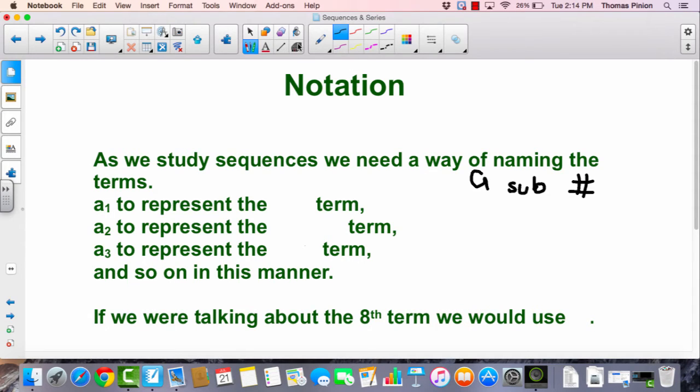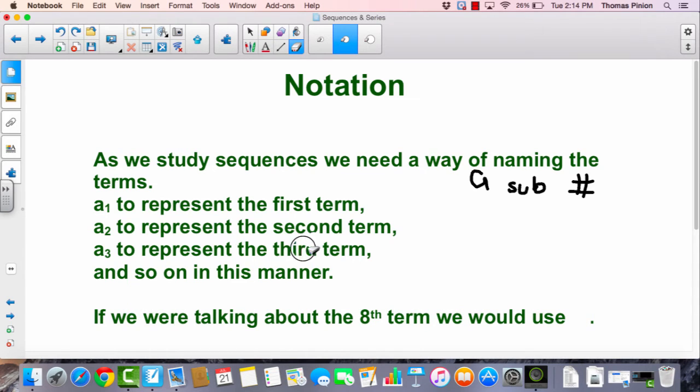So now A sub 1 is going to be used to represent the first term. A sub 2 is going to represent the second term, A sub 3 the third term, and so on in this manner. If we're going to be talking about the 8th term, we would also use, you guessed it, A sub 8.